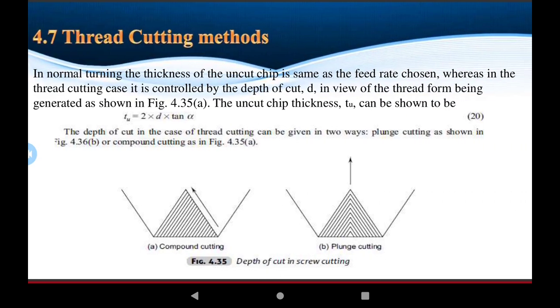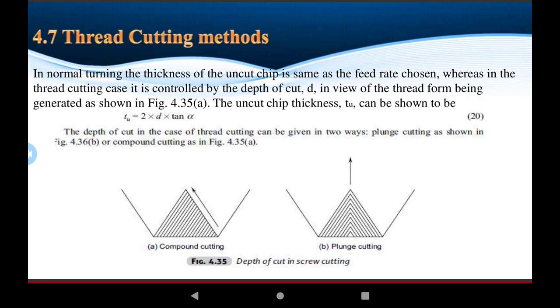Thread cutting methods also use normal turning, where the thickness of the uncut chip is the same for the selected feed rate. In thread cutting, the case is controlled by the depth of cut, small d, in view of the thread, as shown in the figure. The uncut chip thickness is TU and the cut chip thickness is T. The value of uncut chip thickness is TU equal to 2 into D.